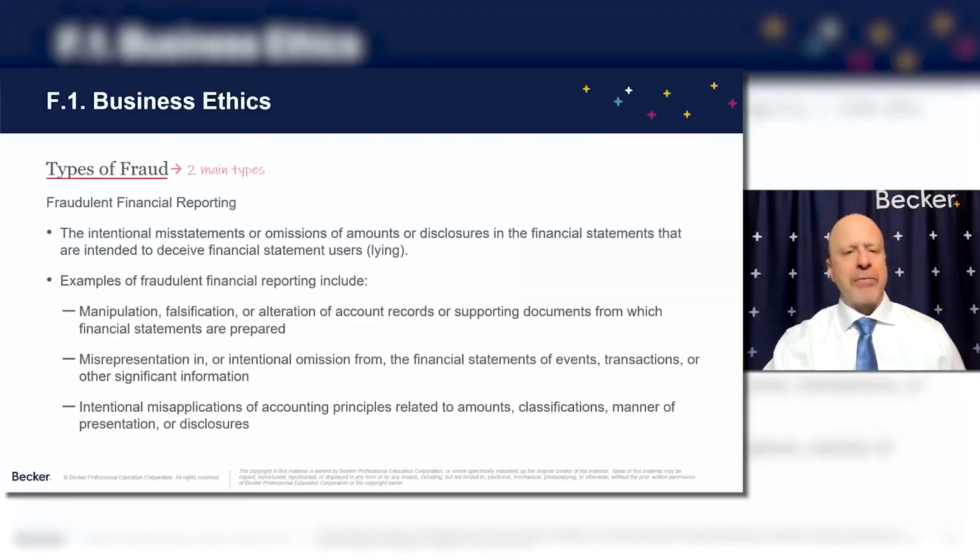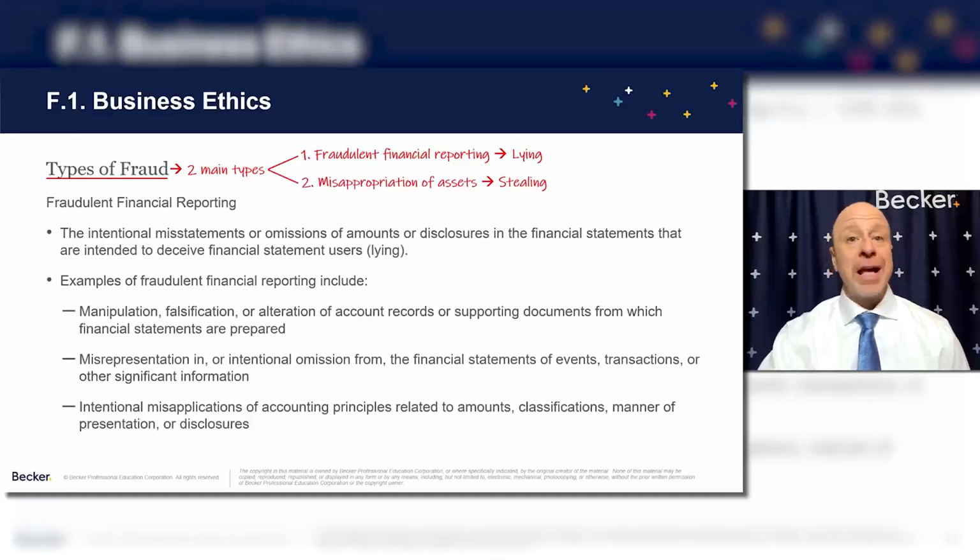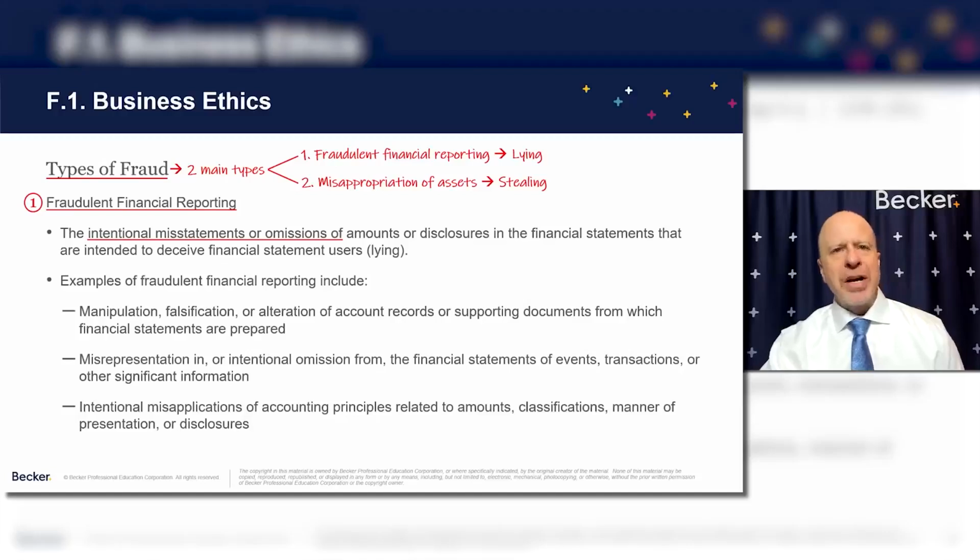First thing I want you to know about fraud, there's two main types of fraud. There's what we call fraudulent financial reporting, or lying about your business financials. There's also misappropriation of assets, which is stealing from a business. So we're going to focus on these two. Let's start with fraudulent financial reporting. That's the first thing. So think about anytime someone intentionally makes misstatements in financial statements, or maybe they omit important information from those financial statements.